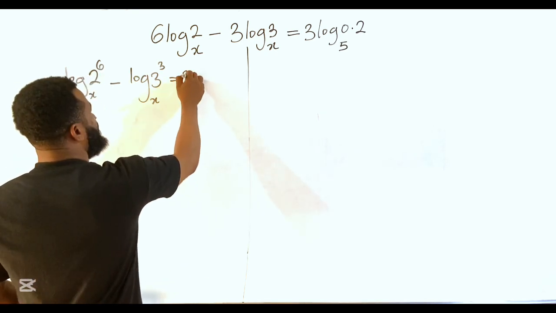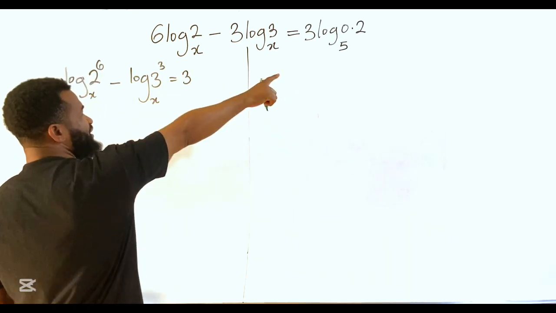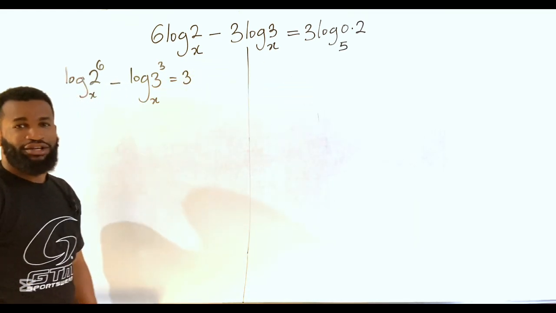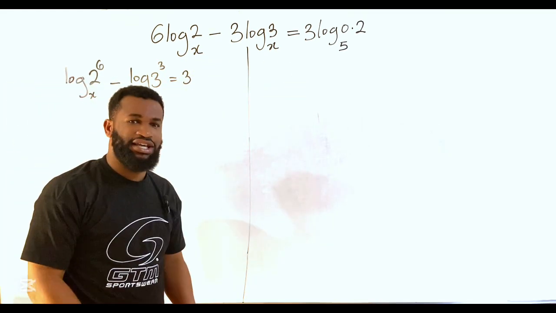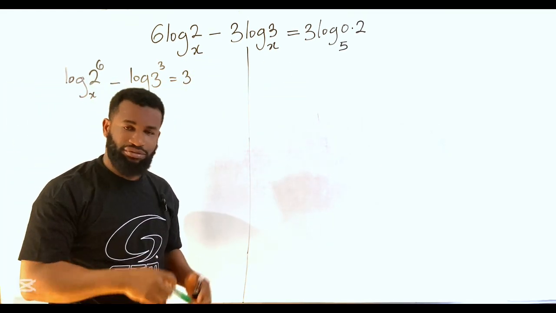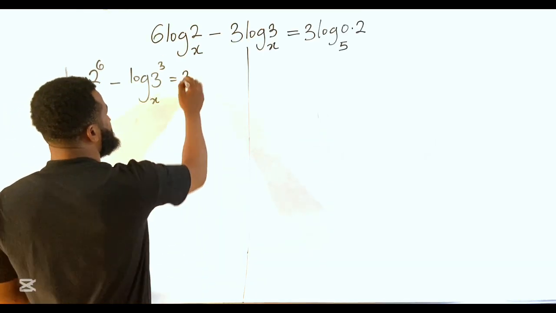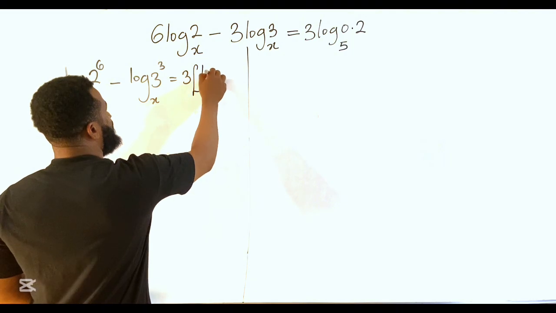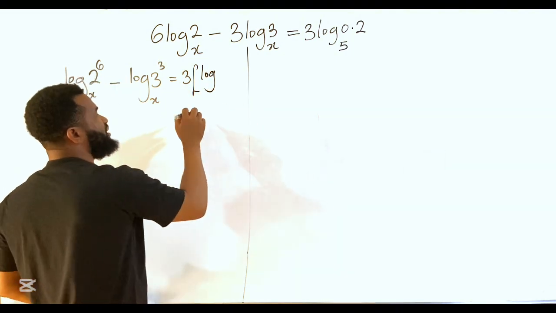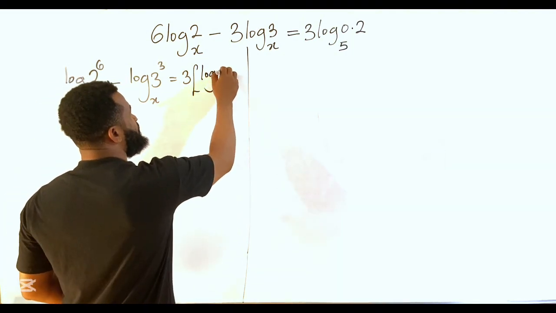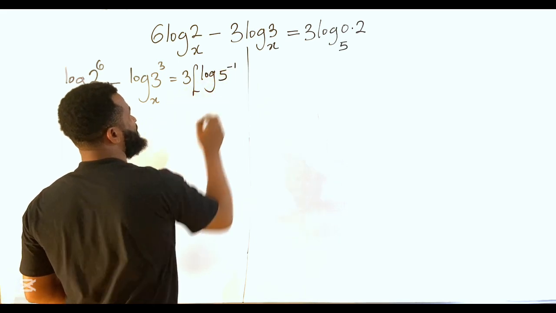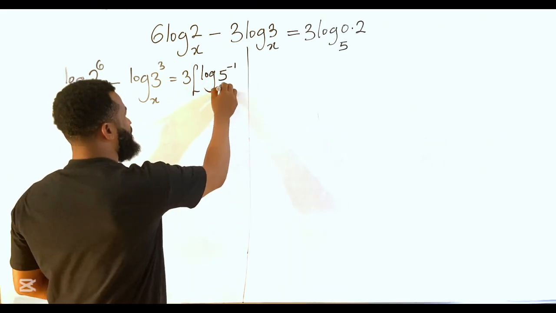Okay, I'm going to keep 3 because this is not in the same base. They're not in the same base, so I will need a little creativity to handle it. All right, so what I will do is keep 3. Log 0.2 is the same thing as log 5 raised to power minus 1, base 5.